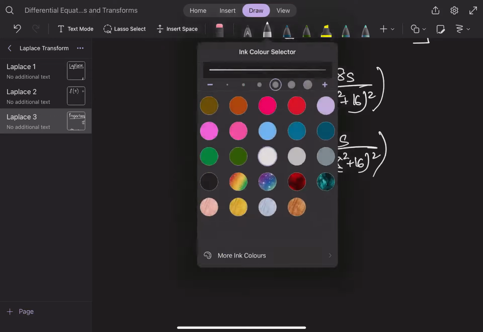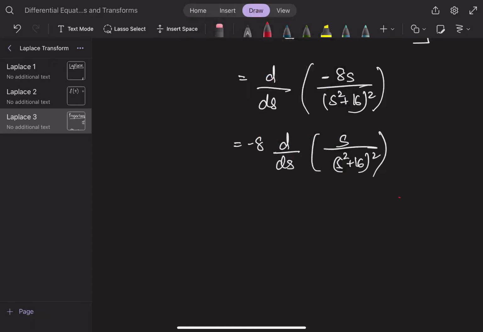Now I'll just write the quotient rule for those of you who don't know. If you have a function u upon v, then differentiation of this u upon v is v u dash minus u v dash divided by v square.